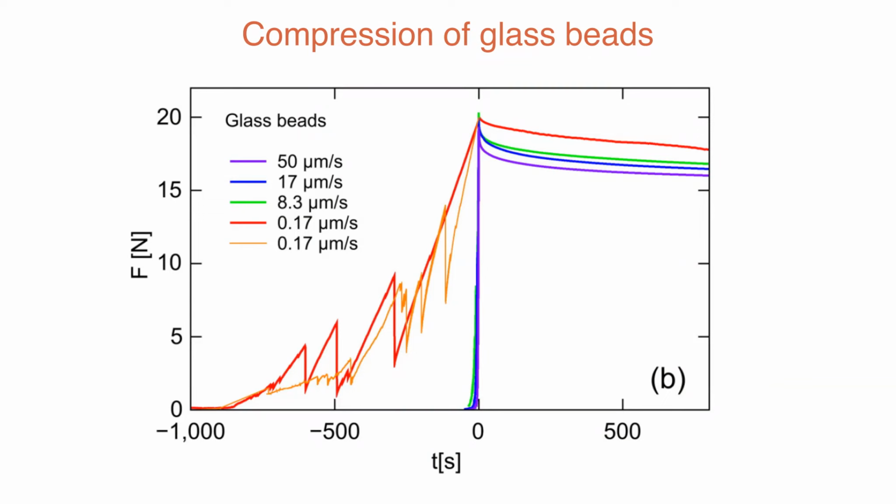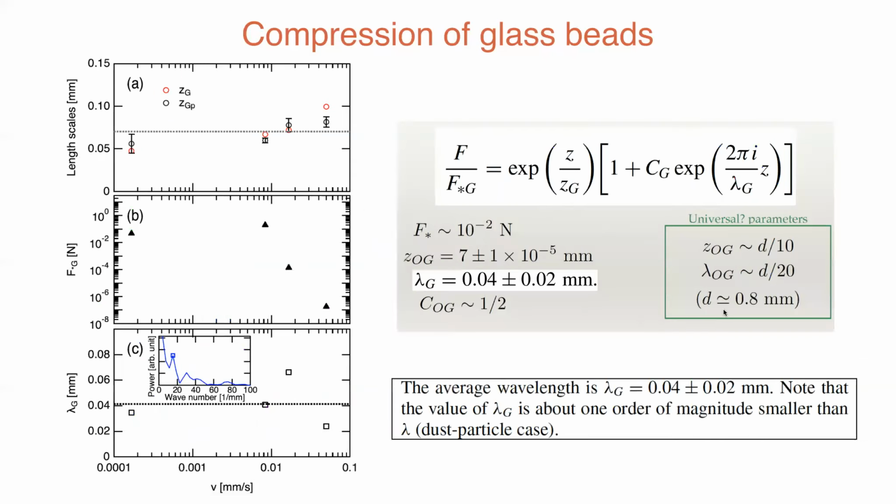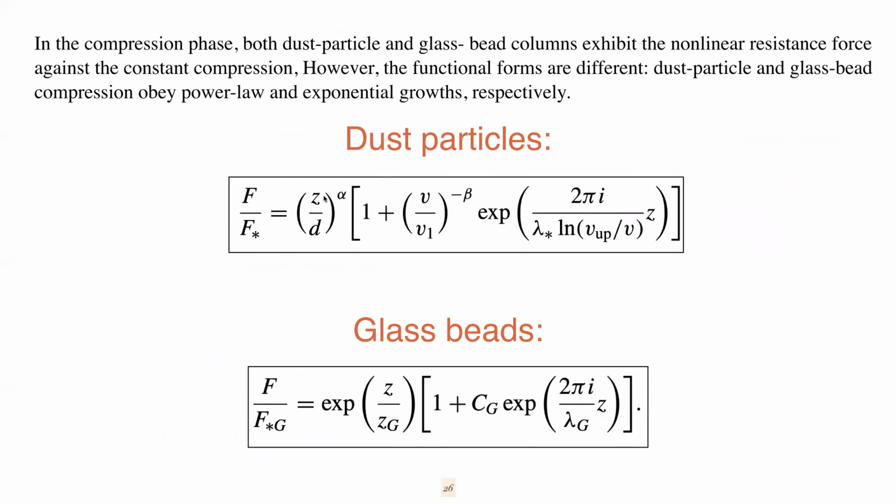So from the compression of glass beads, we performed a similar analysis, but in this case, we found that the force increases with theta following an exponential dependence from this semi-log plot, and this is exponential instead of the power law that we found for those particles. So from a similar analysis, something that we can say is that for the case of those particles, you have a power law increase, while for the case of glass beads, you have an exponential increase.